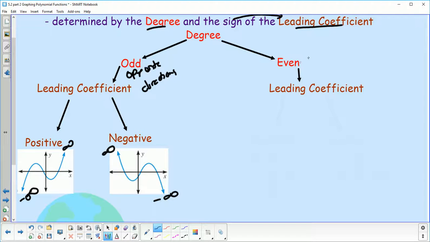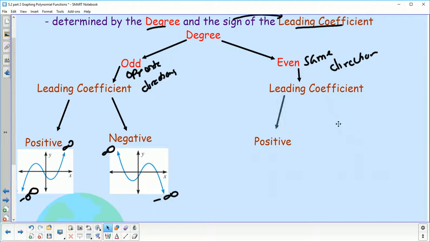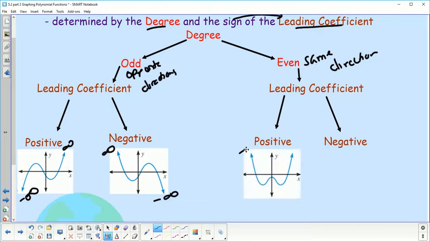When they are even, they go in the same direction. Okay, so our leading coefficient again is either positive or it is negative. And if the degree is even and the leading coefficient is positive, well then it's going to go up to infinity in both ends. So as x goes to infinity, y goes to positive infinity. As x goes to negative infinity, y still goes to positive infinity. Okay, negative is going to be opposite then.